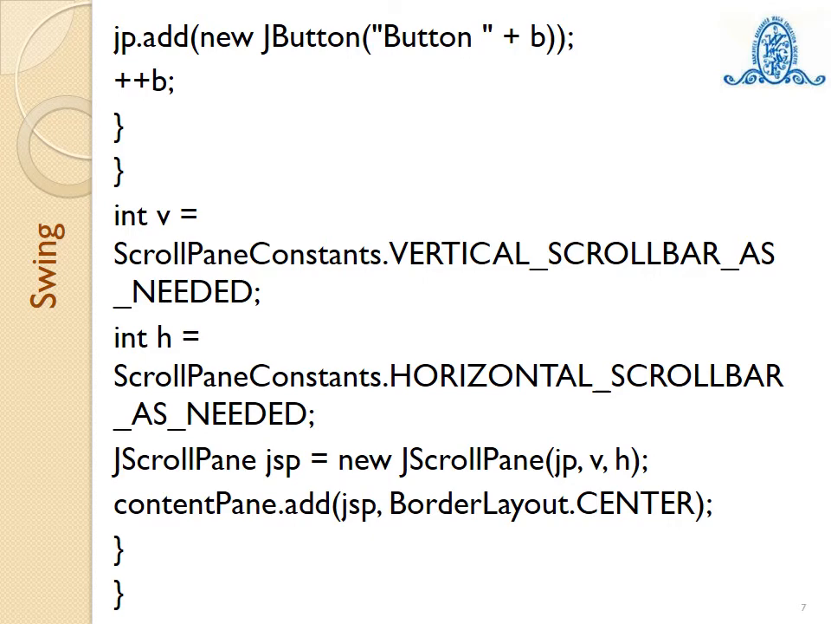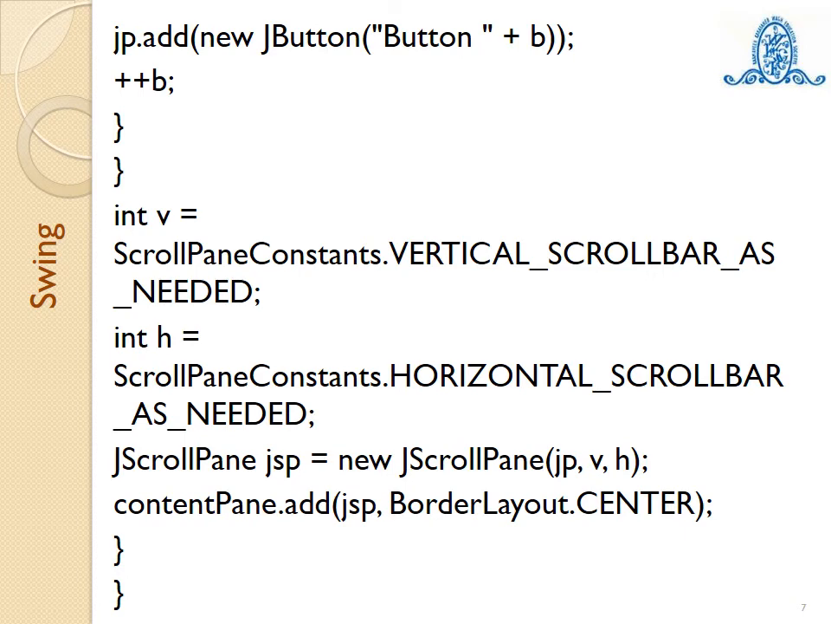Now next we have to add the scroll bar for this panel using JScrollPane. So here the v value is initialized and h value is initialized, which are the VSB and HSB values. So v is equal to ScrollPaneConstants.VERTICAL_SCROLLBAR_AS_NEEDED. Then h is equal to ScrollPaneConstants.HORIZONTAL_SCROLLBAR_AS_NEEDED.